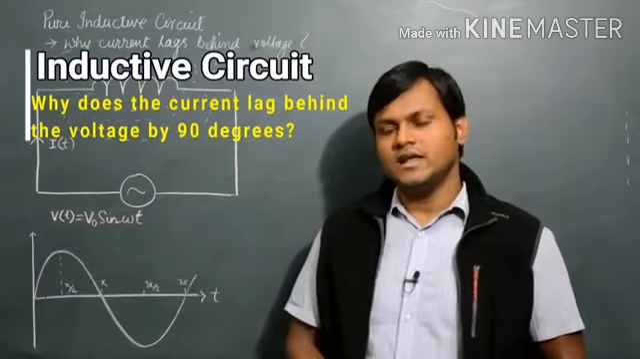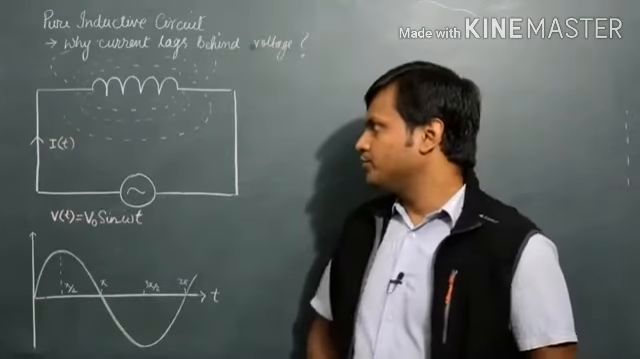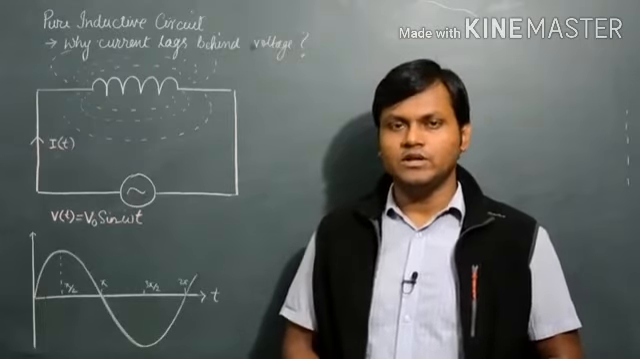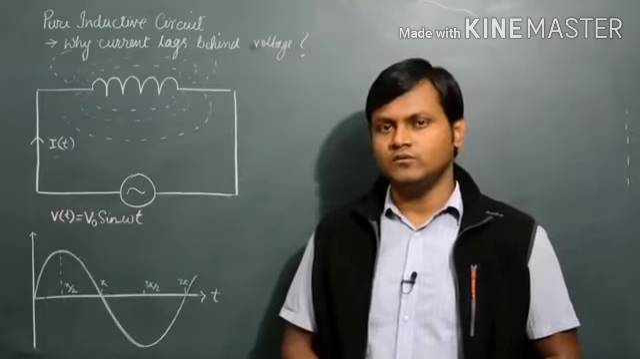Why does the current in an inductor lag behind the voltage by 90 degrees? To understand this, let's look at this particular circuit. So we have a pure inductive circuit, which means that there is only an inductor attached to a voltage source.